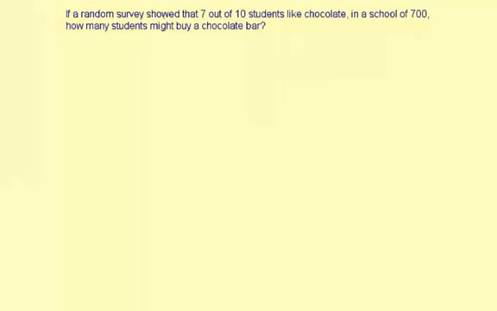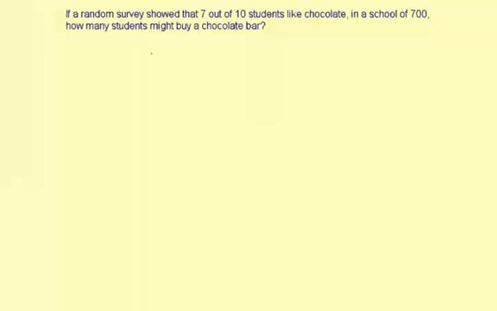If a random survey showed that 7 out of 10 students like chocolate, in a school of 700, how many students might buy a chocolate bar? So I think they're assuming that these 7 out of 10 that like chocolate would buy a chocolate bar. So we're going to apply the survey results to the entire school population and make a prediction.